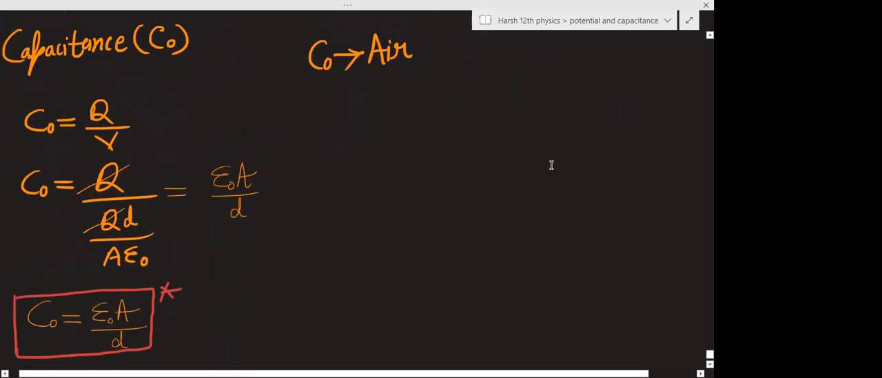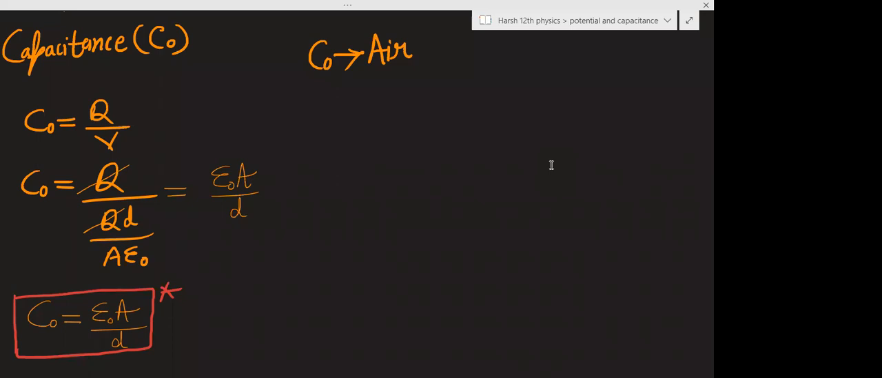And C naught for air means the capacitance when the plates are placed in air, that is, in between the plates there is air only.